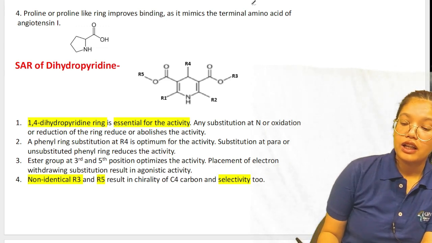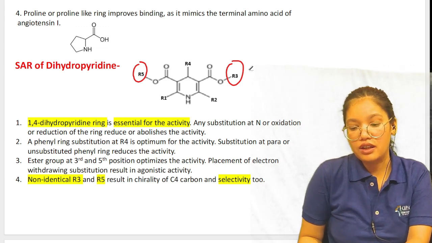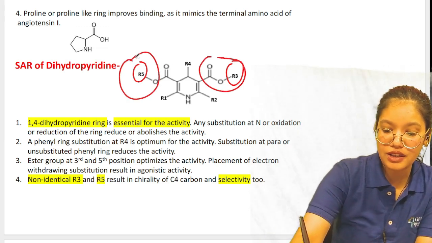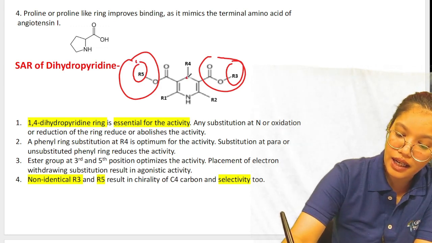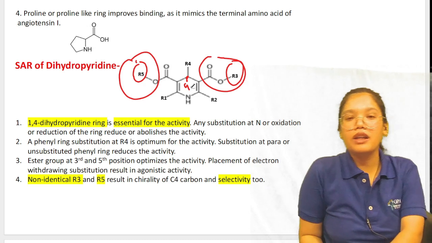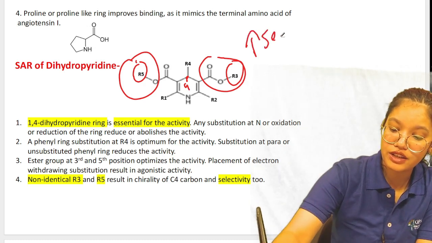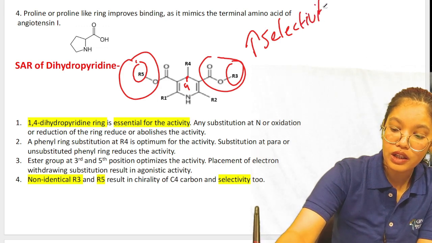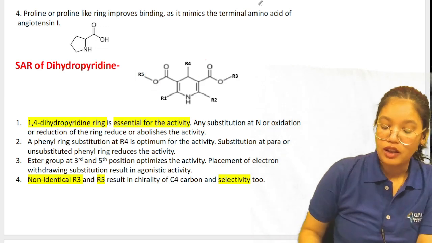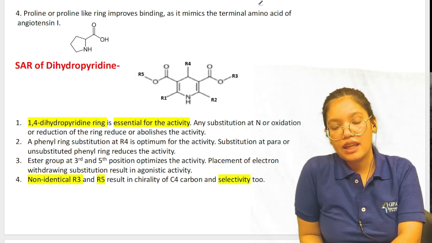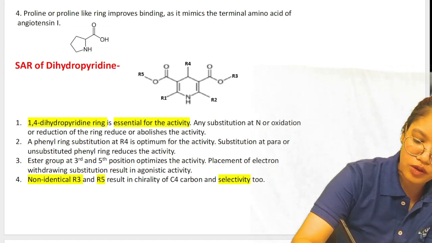Now next, if R5 and R3 are non-identical, meaning different ester groups are attached here, this results in chirality of this fourth carbon, and it also enhances the selectivity of the drug. Okay, so having these non-identical can be helpful. Now this was all about the SAR of dihydropyridines. So here the SAR was important, so I have already discussed it.